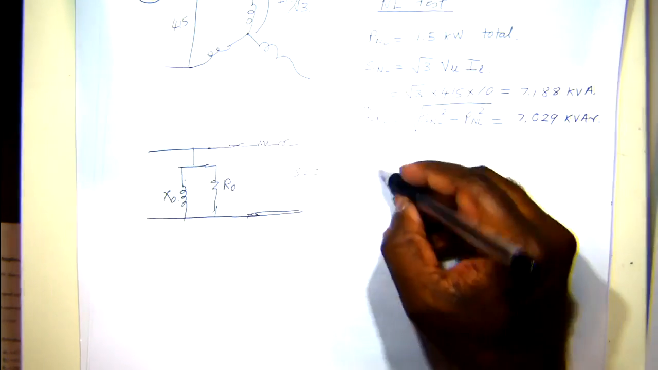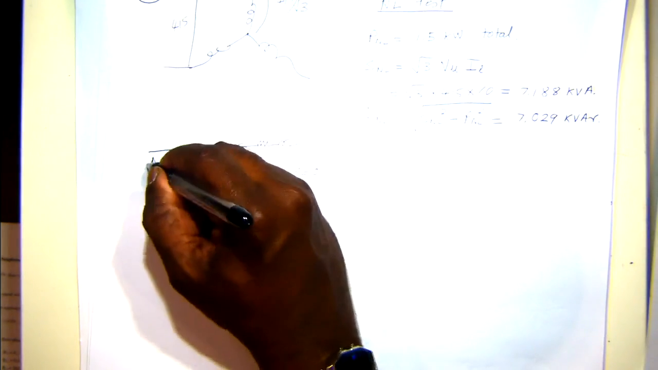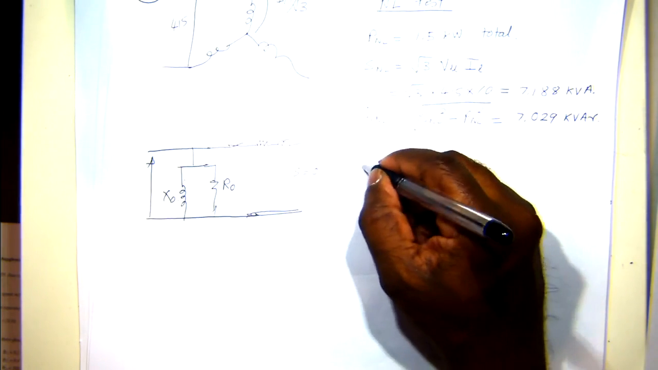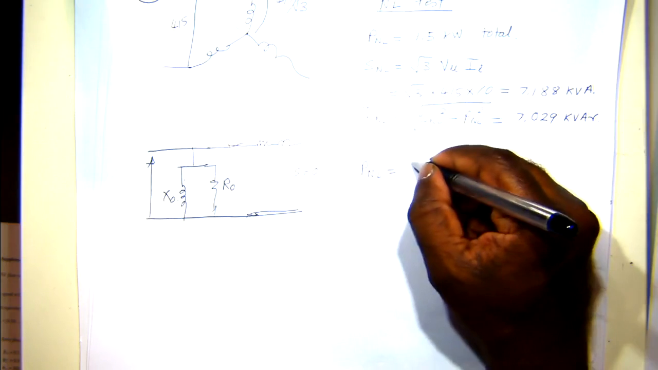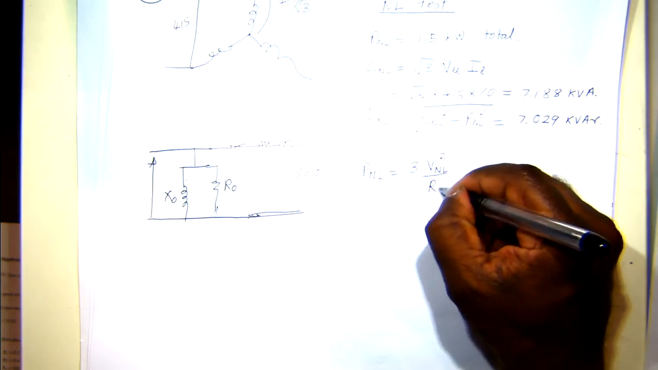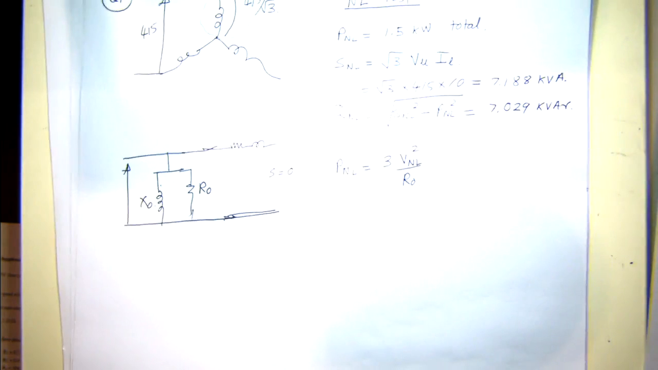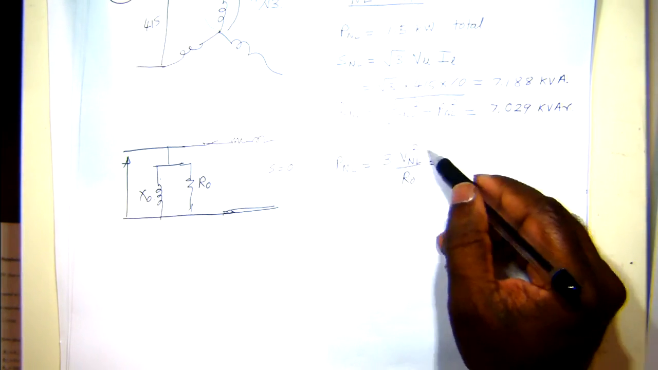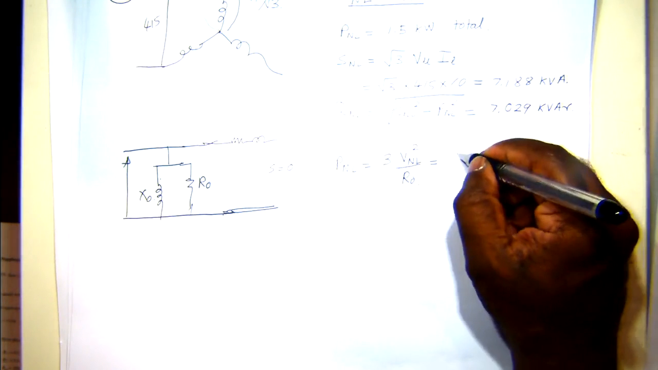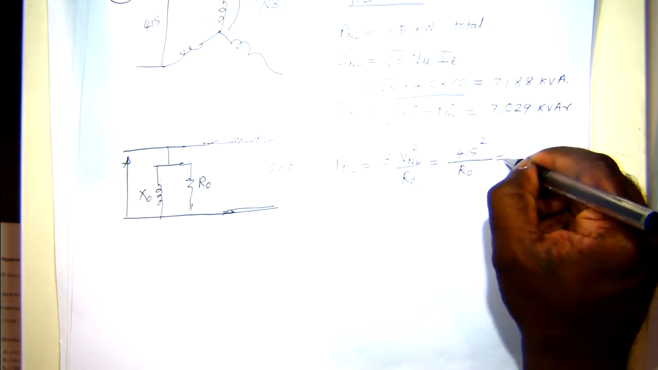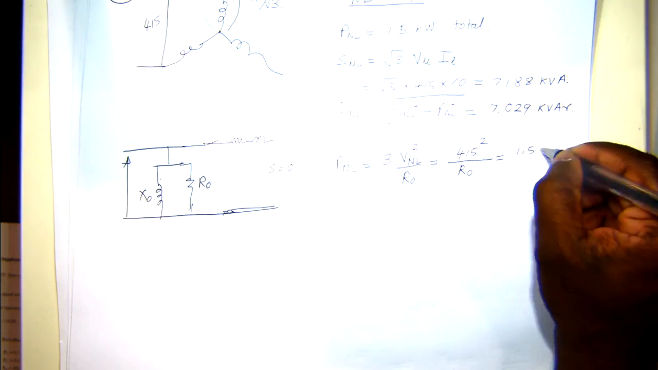So we can write this is the no load voltage. So since it's star connected, we can write P no load will be equal to 3 times V no load squared over R0. So here we can write this as the line-to-line voltage squared. So that will be 415 squared over R0. This is equal to 1.5 kilowatt.